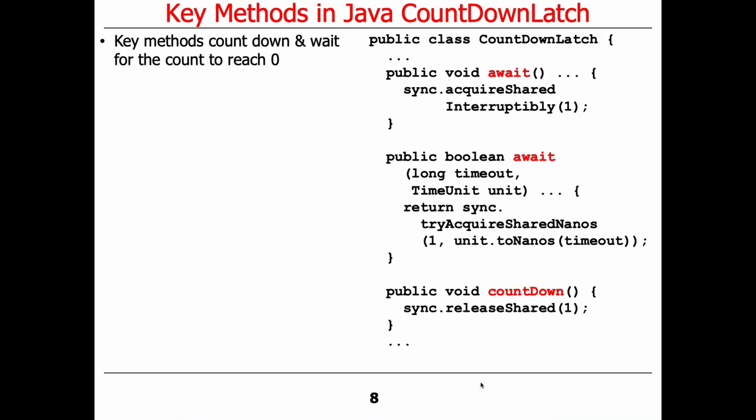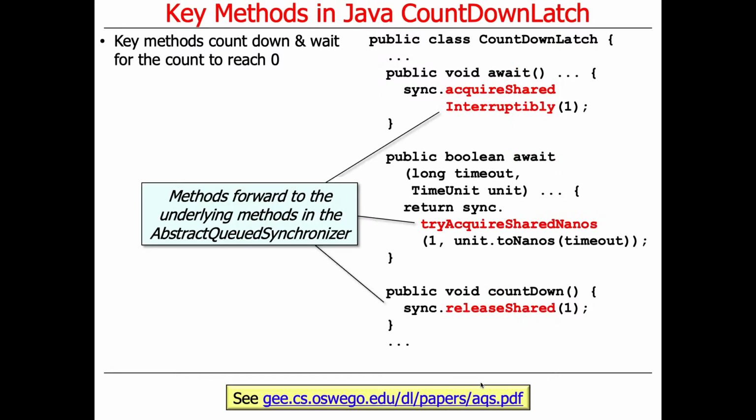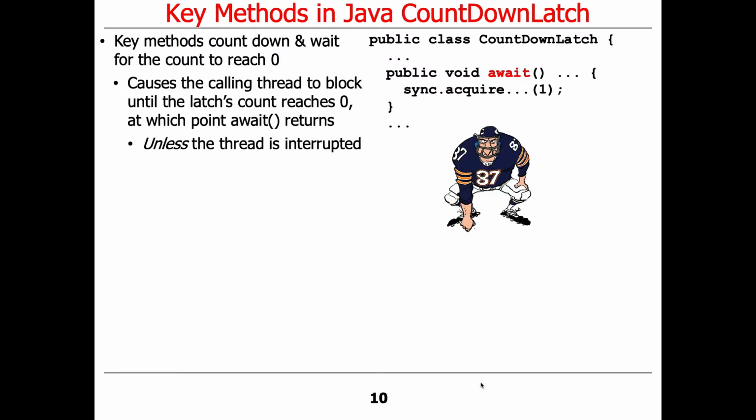The two key types of methods it has are: count down and wait for the count to reach 0. So those are the two things that you can do. Under the hood, all these methods just forward on to the AbstractQueuedSynchronizer framework methods that handle all the heavy lifting of how things work.